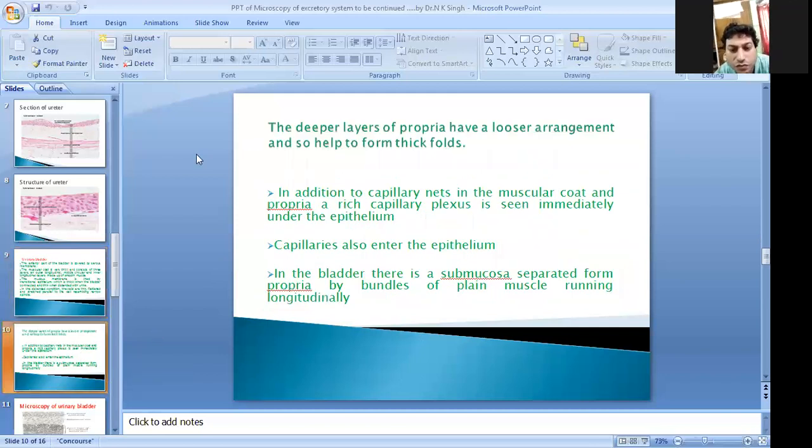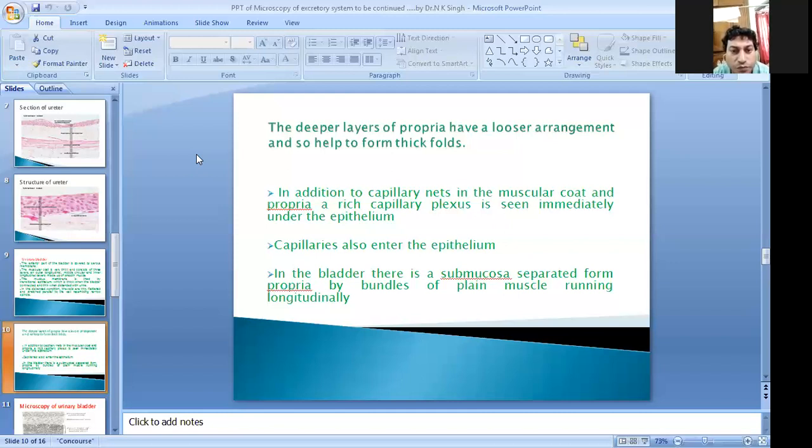The deeper layer of propria has a loose arrangement and so helps to form thick folds. Now we can see that the bladder is folded when it is empty. So how have these folds been made? These folds are nothing but the layer of propria, which is made up of loose connective tissue. You can see in ultrasound that the bladder remains folded when it is empty. These folds appear in the bladder due to the lamina propria, which is made up of loose connective tissue.